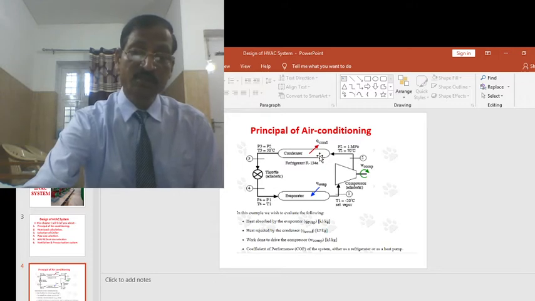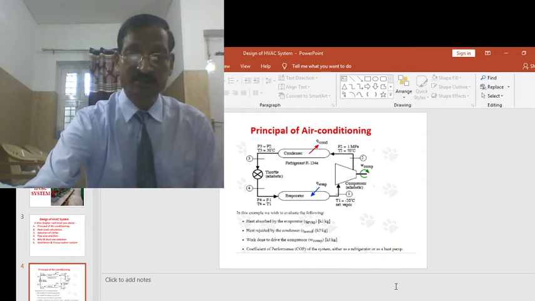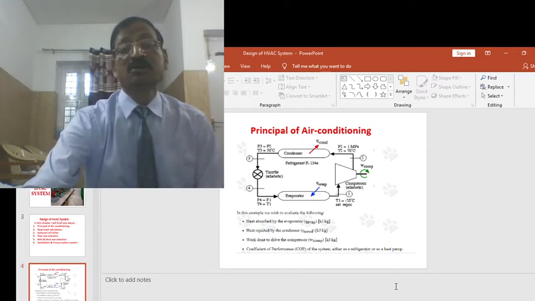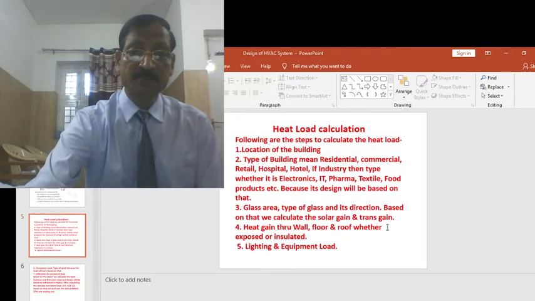The condenser may be an air cooled or water cooled condenser. After the condenser, the refrigerant comes to the thermostatic expansion valve, where the expansion of the refrigerant takes place and its temperature goes down. After that this refrigerant enters the evaporator, takes heat from the water or from the load, and again goes to the compressor. So this is the basic refrigeration cycle.